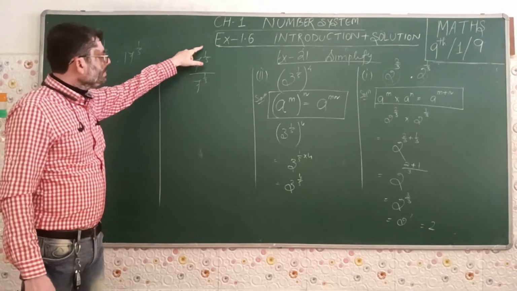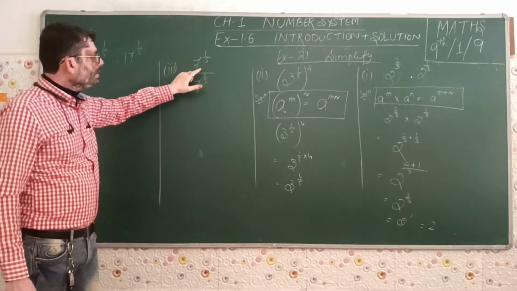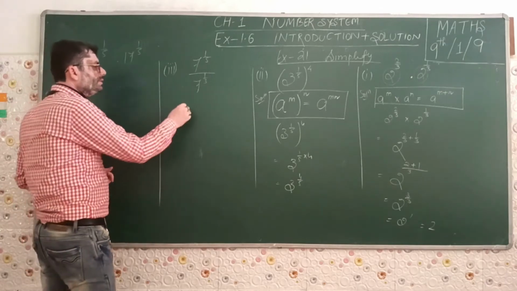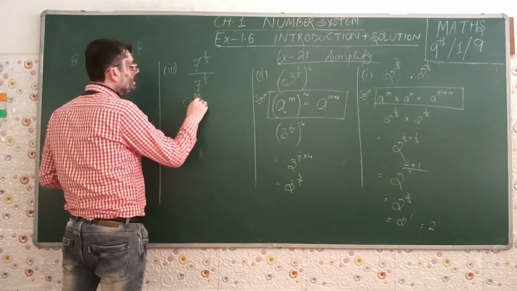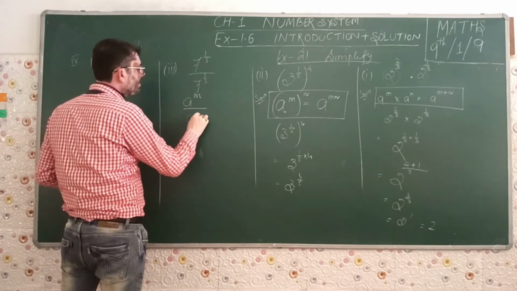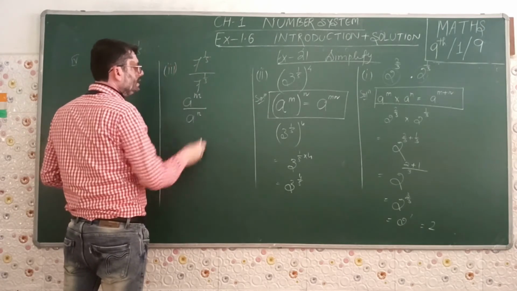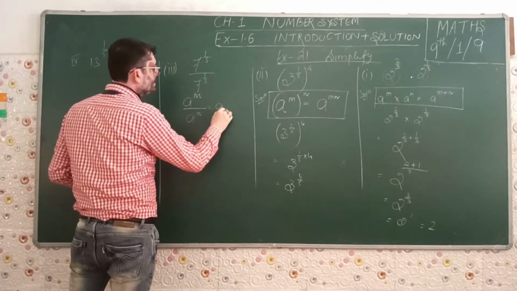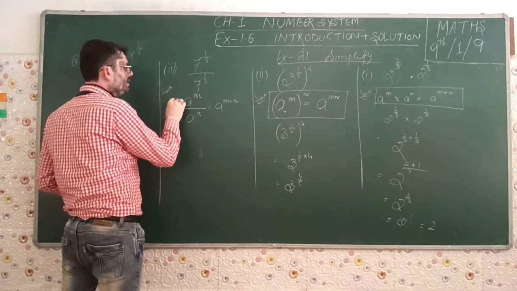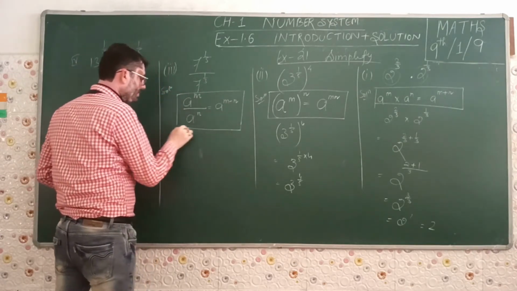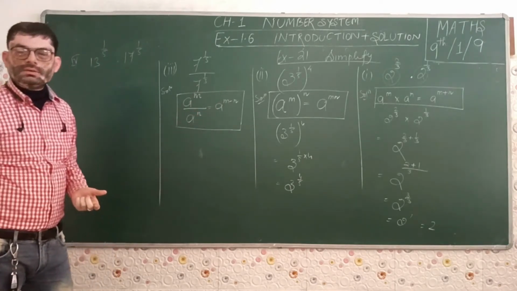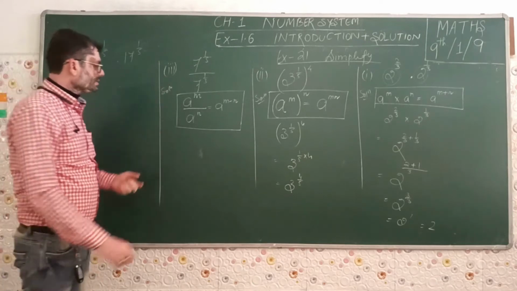7 to the power 1 by 5 divided by 7 to the power 1 by 3. If you remember the law, we will be using the law a to the power m. The bases are same, so this is a to the power m and a to the power n with two different powers, and this has to be written as a to the power m minus n. So we are using this law: a to the power m by a to the power n is equal to a to the power m minus n. So let us solve this.